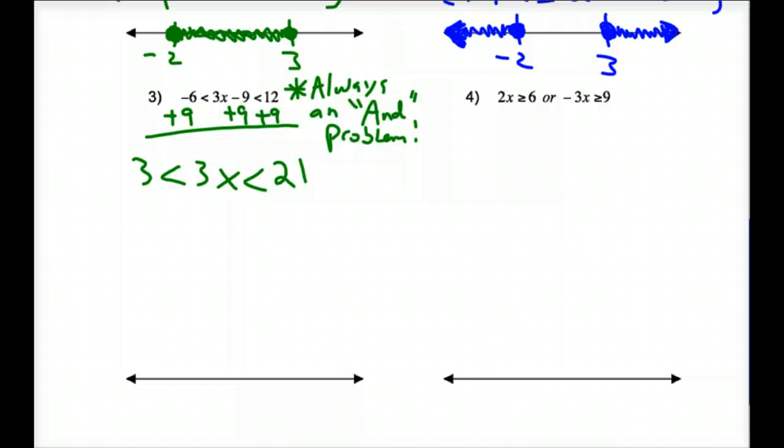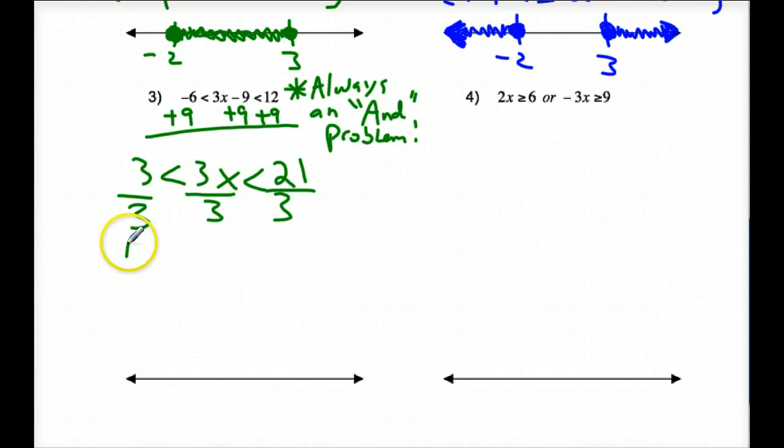Is that interval notation, or is that like set notation? No, but it's going to be when we get the answer, because we don't have the answer yet. We got to get x by itself, Henry. Aaron, what do we do to all three sides now to get x by itself? Divide all three sides by 3.